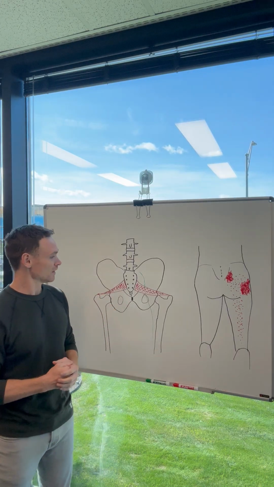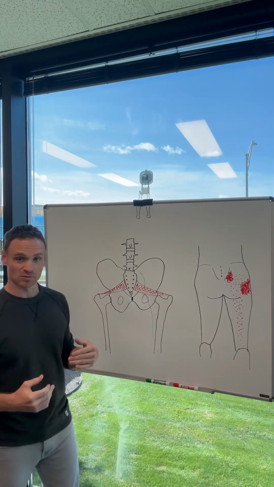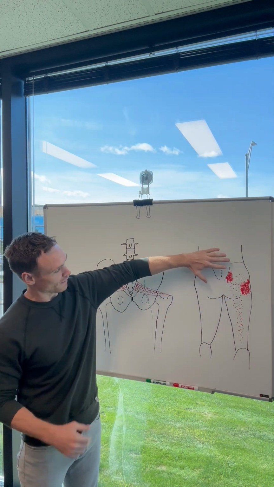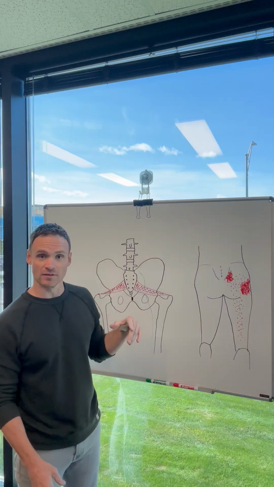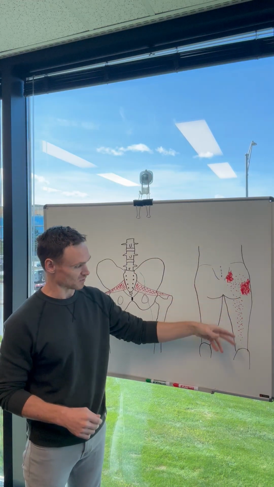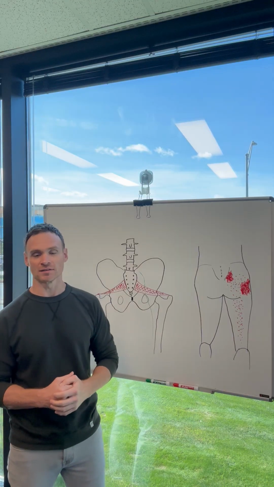So in those patients, a lot of times what you'll see is a pain referral like this, where they'll have a lot of pain near the tailbone, a lot of pain near the outside of the hip, and then sometimes, like I said, it'll radiate down the back of the leg there as well.